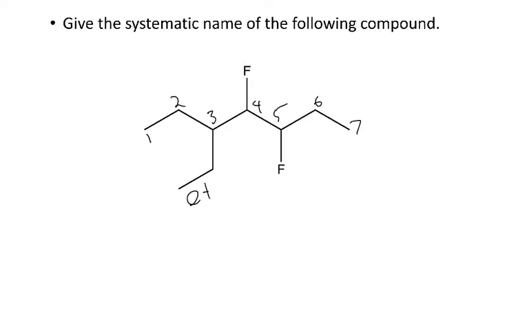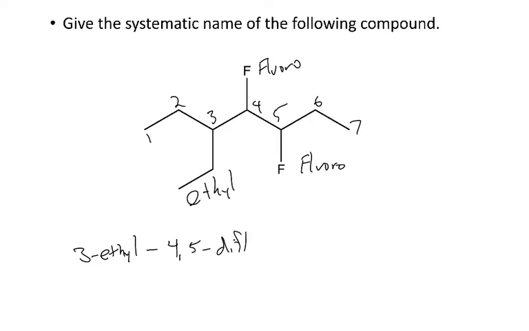I have an ethyl group, a fluoro, 2 fluoros, so it'll be difluoro. So I have 3-ethyl, 4,5-difluoro, and then 7 is heptane.